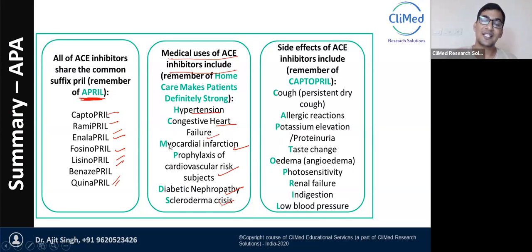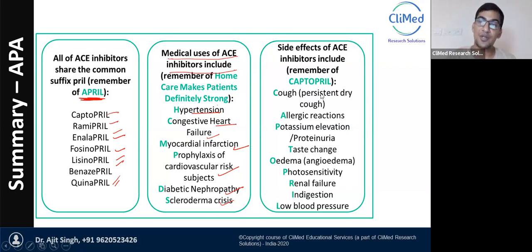So what exactly should we remember? Home care makes patient definitely strong. If you remember this, then you can recall everything. H for hypertension, C for congestive heart failure, M for myocardial infarction, P for prophylaxis for cardiovascular risk subjects, D for diabetic nephropathy, and S for scleroderma. So this is to remember the indications of ACE inhibitors: home care makes the patient definitely strong.